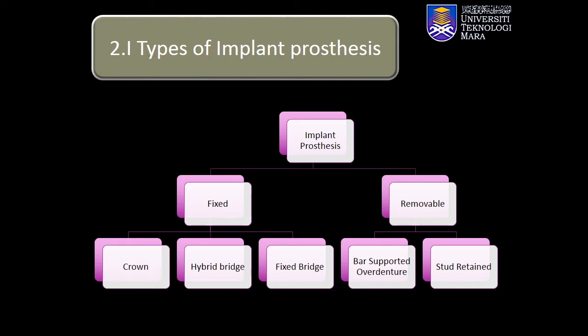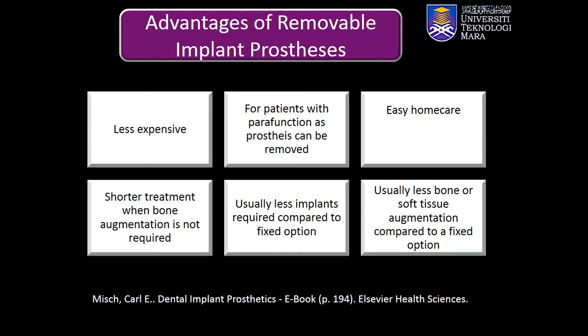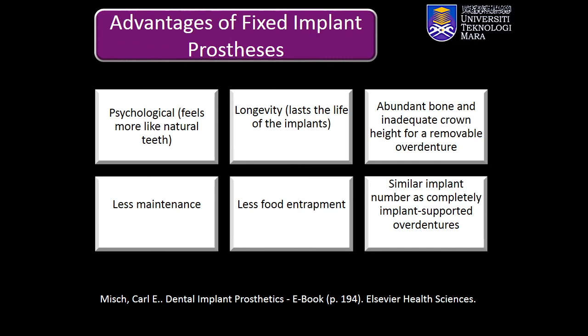The choice of treatment option would depend on the number of missing teeth, the patient's aesthetic needs such as provision of lip support, and also the restorative space available for restoration. This slide summarizes the advantages of removable type of implant prostheses according to Mish in his textbook Dental Implant Prosthetics. And the advantages of fixed implant prostheses are summarized in this slide.